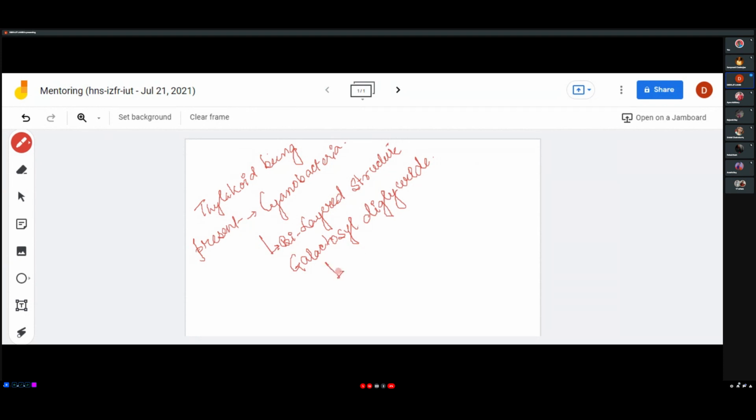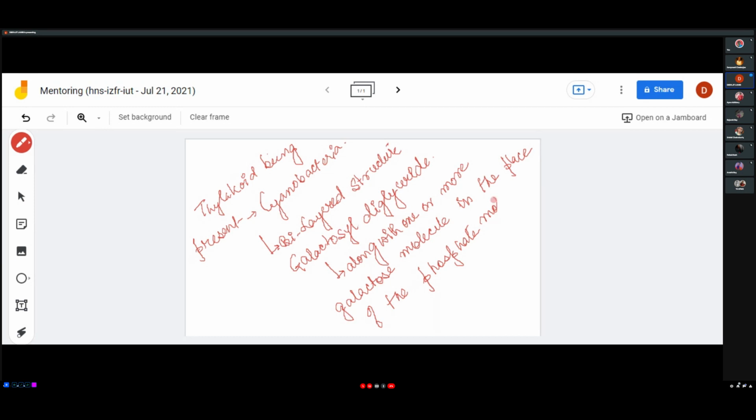Along with that, there can be one or more galactose molecules in the place of the phosphate molecule of the phospholipid. So galactose molecule is present in the place of phosphate molecule within the phospholipid.